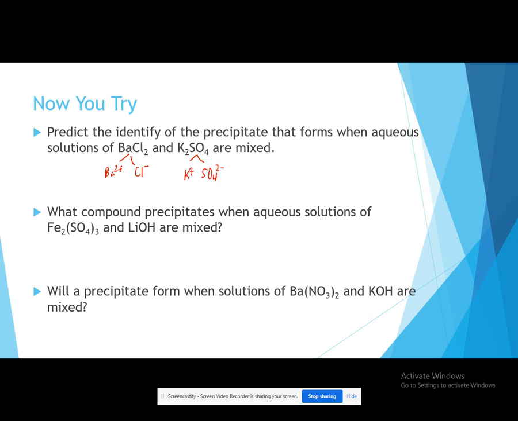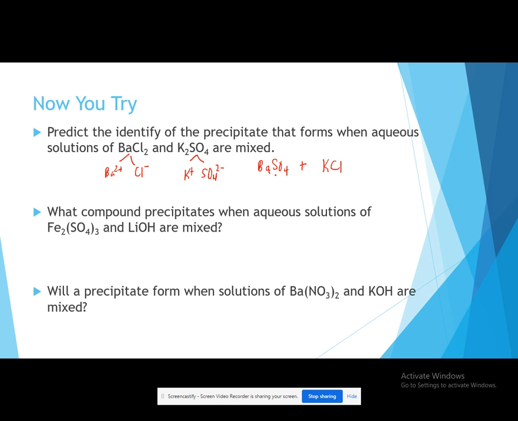Ba, which is positive, now goes with the negative. So you get BaSO4, because when you cross a 2 and a 2, they cancel. The other one you get is going to be KCl, because you always write the positive first. So then what you have to do is look on the solubility table.